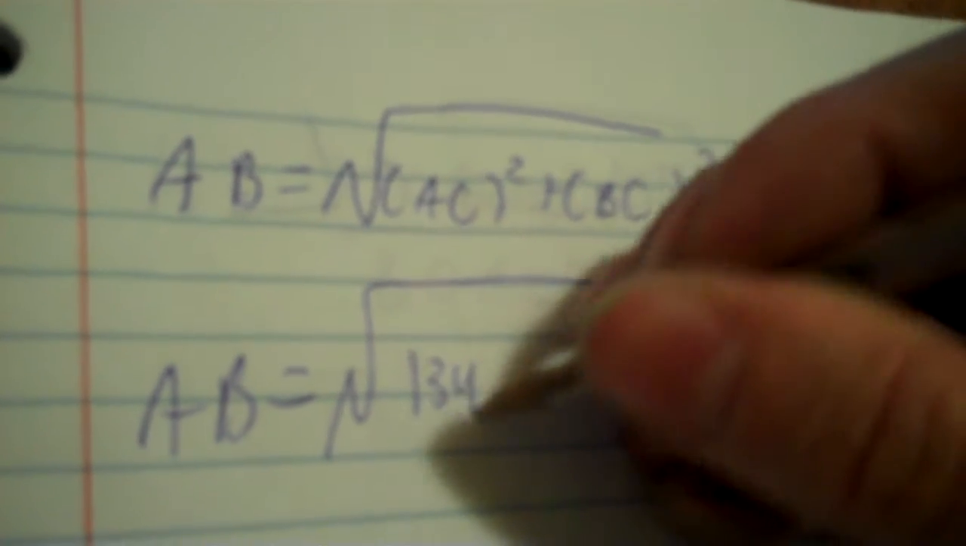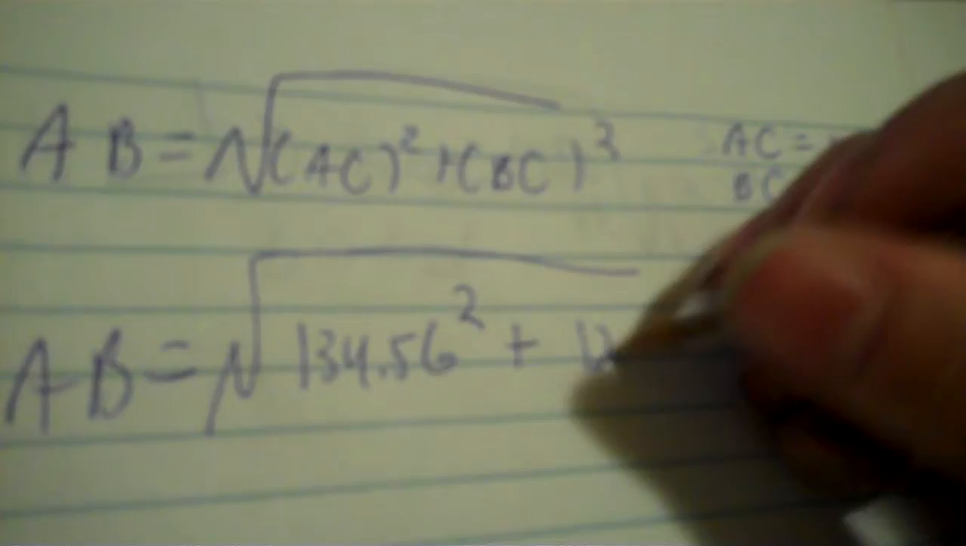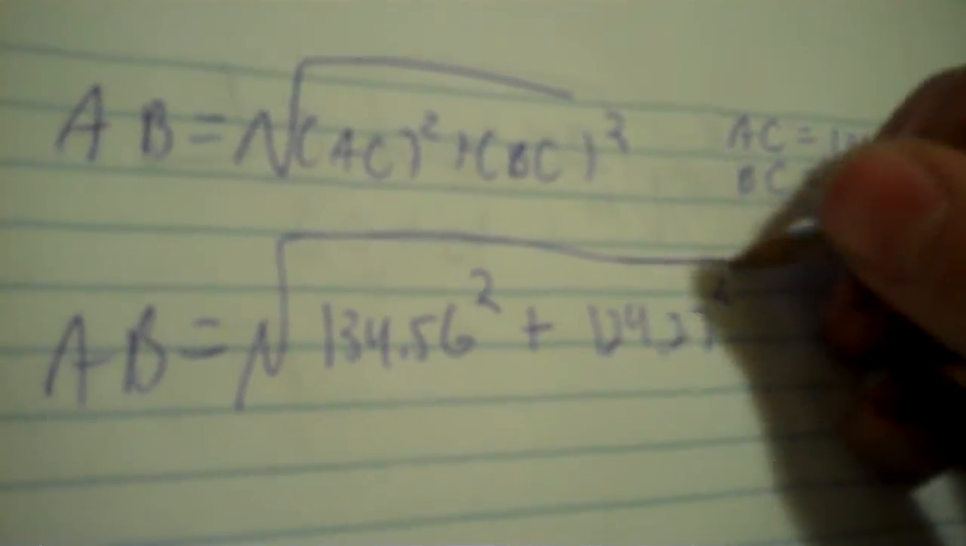Okay. Now you get some applications. You'll see these formulas in the applications. You need to find the length of AB. This has to do with the Pythagorean theorem. You'll see it on a picture. So AC is 134.56 to the second. BC is 124.27 to the second. Okay, in the radical, we have 134.56 squared plus 124.27 squared. Punch that in. All calculator.